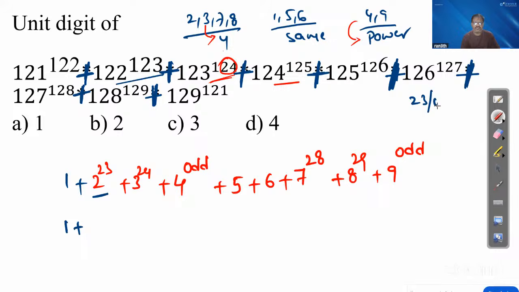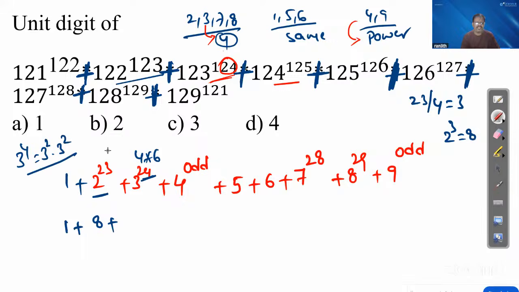23 divided by 4, remainder equal to 3. So that is 2 cube equal to 8. 3 power 24. Here 3 also, after 4 steps we are having the repetition. Here we are having power is the multiplication of 4. So that will be equal to 3 power 4. 3 power 4 will be equal to 3 square into 3 square. 9 nines are 81. So that will be equal to 1.